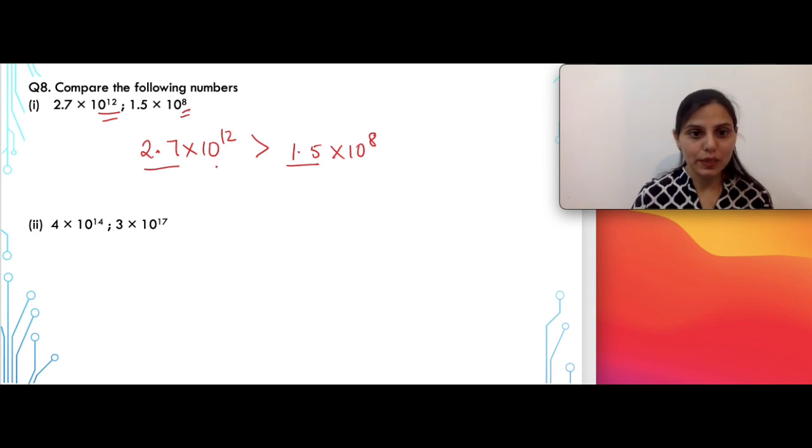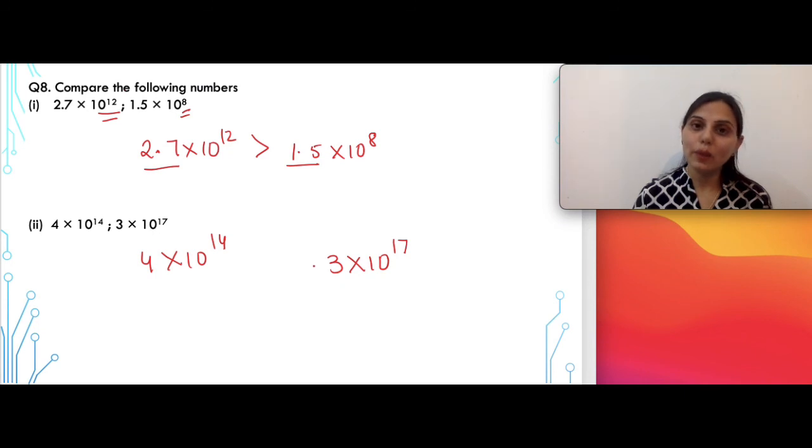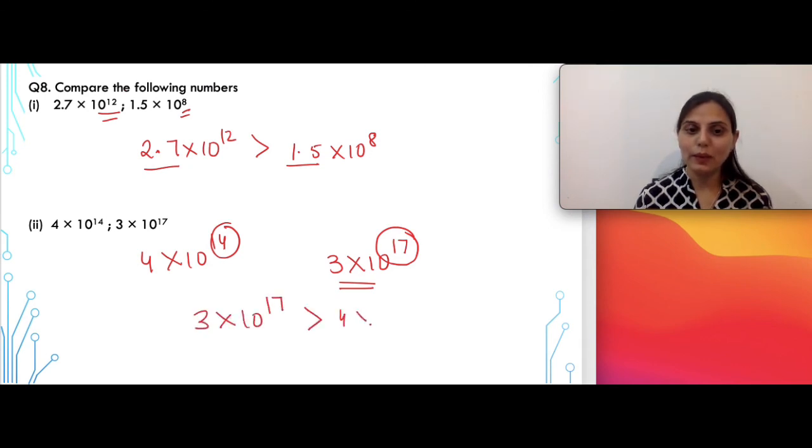Similarly, moving on to the next one, 4 into 10 raised to power 14 is there and the other number is 3 into 10 raised to power 17. Now although 4 is greater than 3, if you compare the powers of 10, here the power of 10 is 17 and here the power of 10 is 14. So clearly 17 is greater than 14. So this number will have more zeros. So that means 3 into 10 raised to power 17 is greater than 4 multiplied by 10 raised to power 14. So I hope all these questions of this exercise are clear to you.